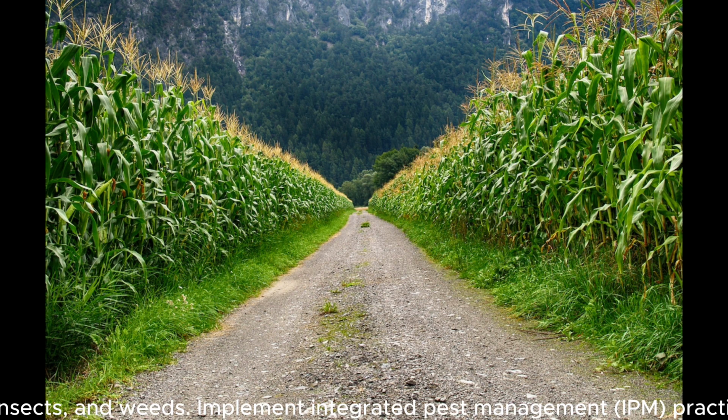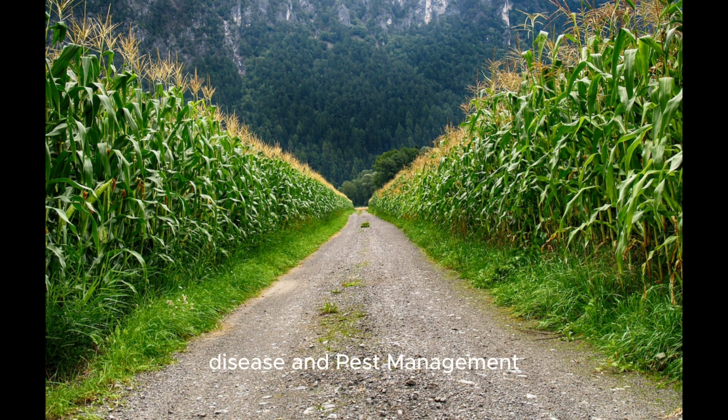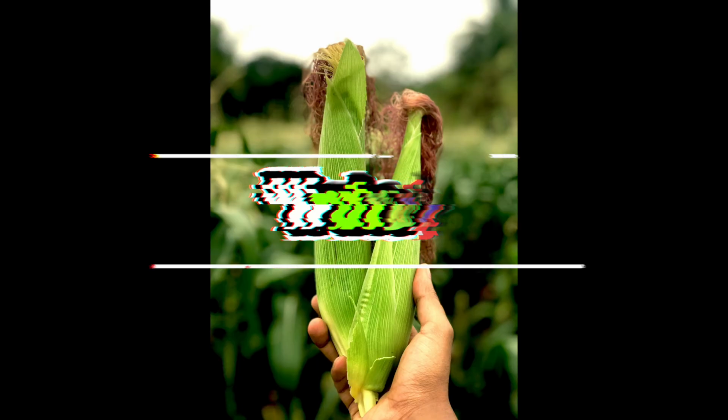Disease and pest management. Monitor corn crops for common diseases and pests, such as fungal diseases, insects, and weeds. Implement integrated pest management (IPM) practices, including crop rotation, resistant varieties, scouting, and targeted pesticide applications when necessary.